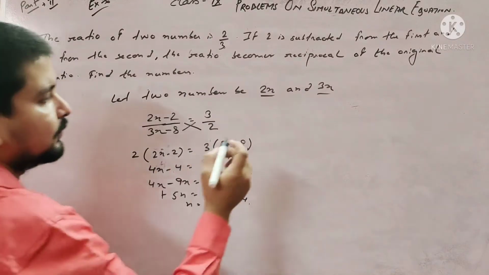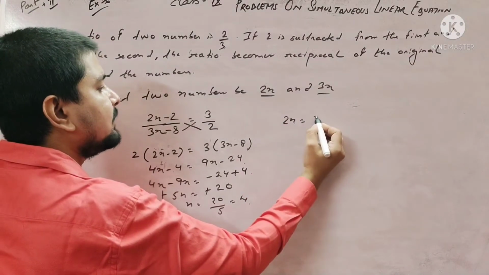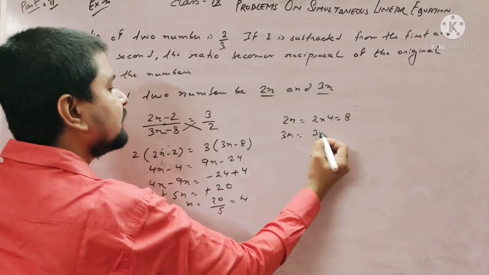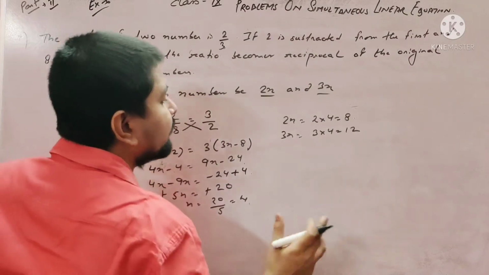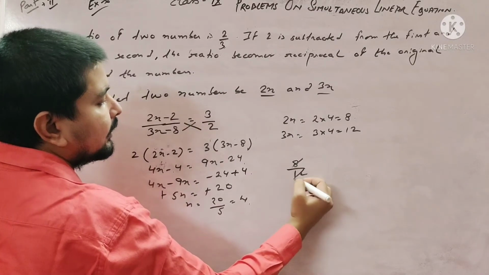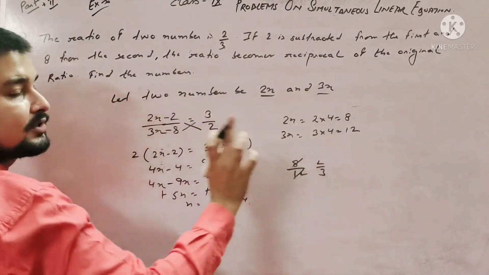Okay, x is 4, so our numbers are 2x, that means 2 into 4 is 8, and 3x is 3 into 4, that is 12. So you see that the ratio is 8 by 12. When you cut it down, you get 2 by 3. That means your answer is matched.